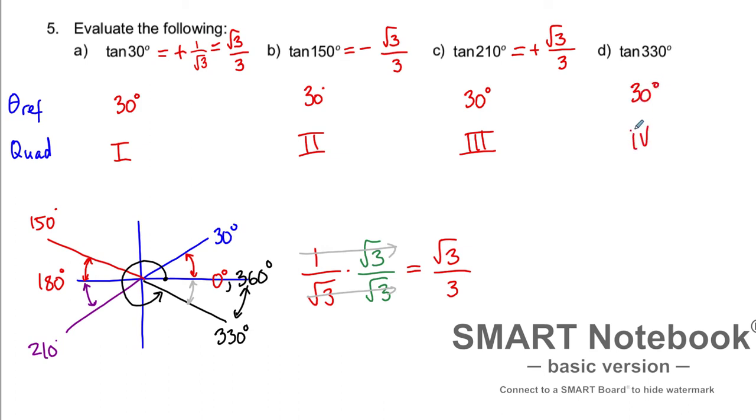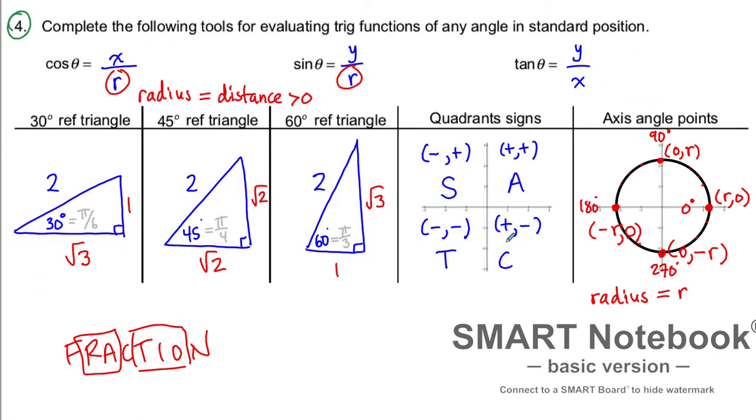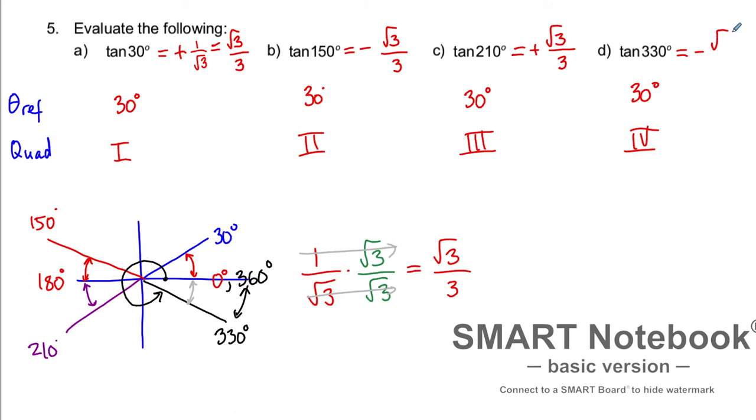30 degrees in quadrant 4, so our answer will either be positive or negative depending on the quadrant, and the same fraction. In quadrant 4, y is negative and x is positive, so the tangent of a quadrant 4 angle will be negative overall, and it will be negative 1 over root 3. Of course, we can rationalize that and leave it as negative root 3 over 3.